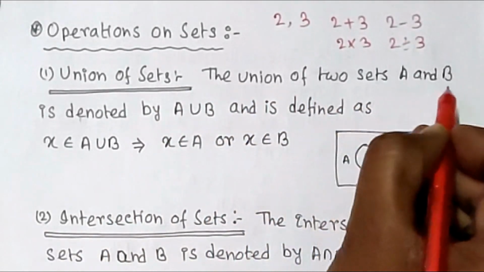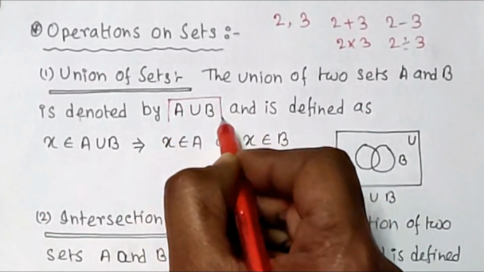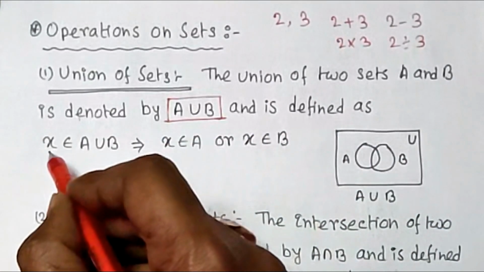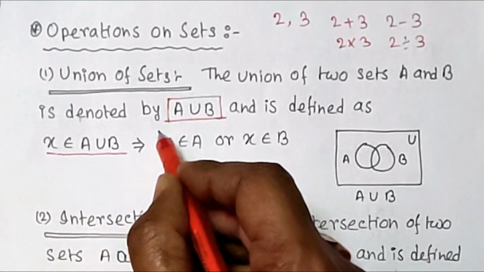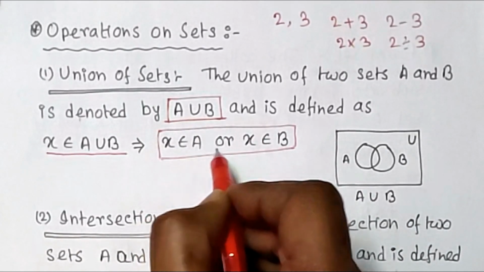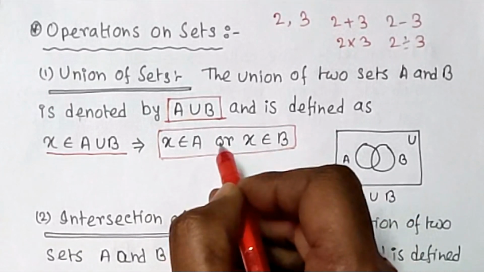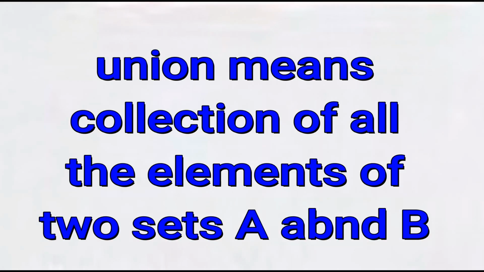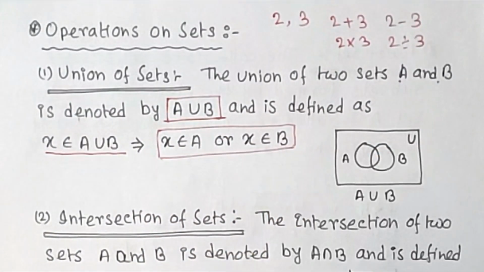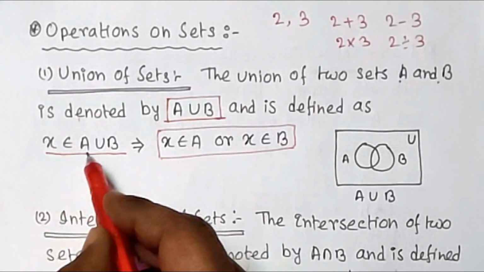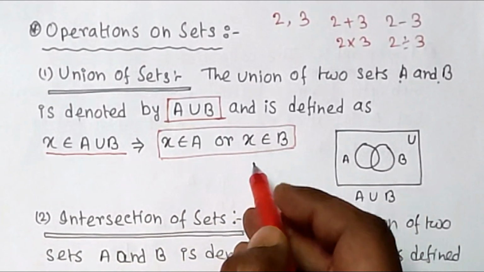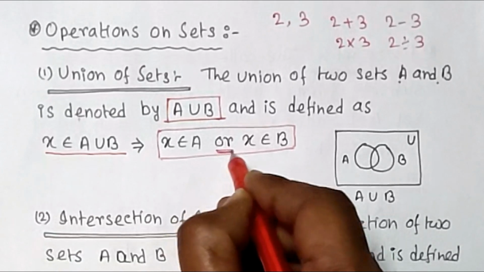The union of two sets A and B is denoted by A union B. This is the symbol of union and is defined as: suppose X belongs to A union B, then we will get X belongs to A or X belongs to B. This is the definition of union. As A and B are two sets, A union B will also be a set. So the definition of A union B is: X belongs to A union B implies X belongs to either A or X belongs to B. So remember, for union we have to write OR.